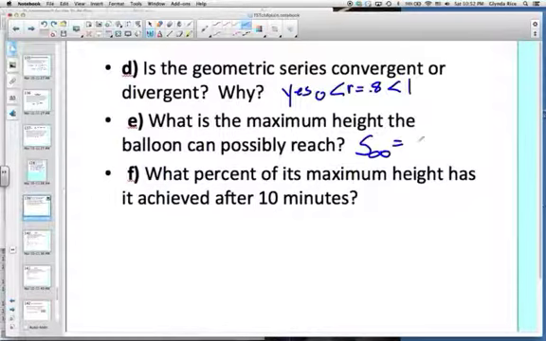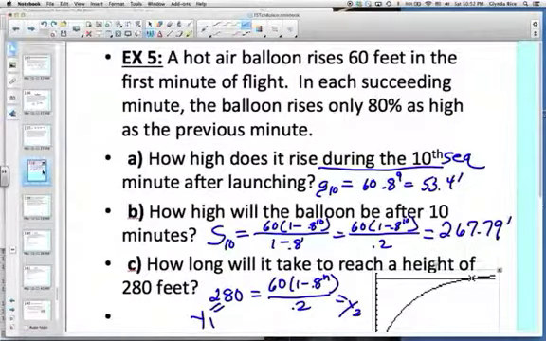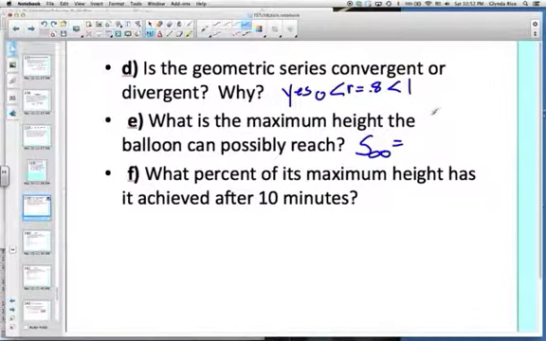There you go. G sub 1, I forgot. 60 and 0.8. 60 over 1 minus 0.8. 60 over 0.2.